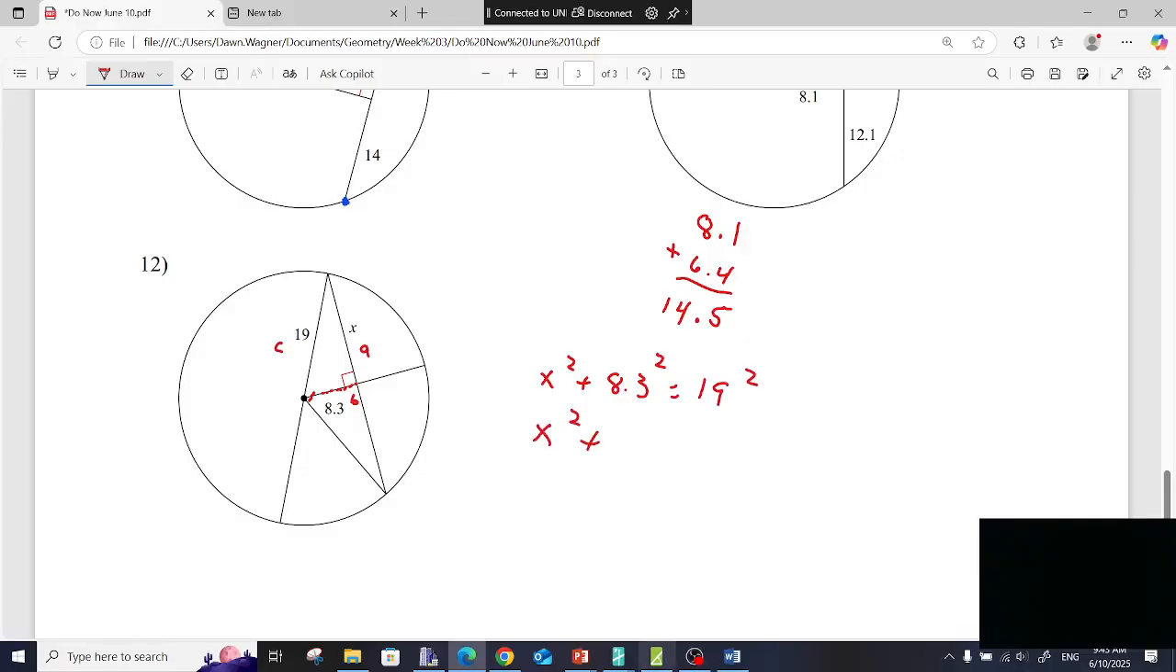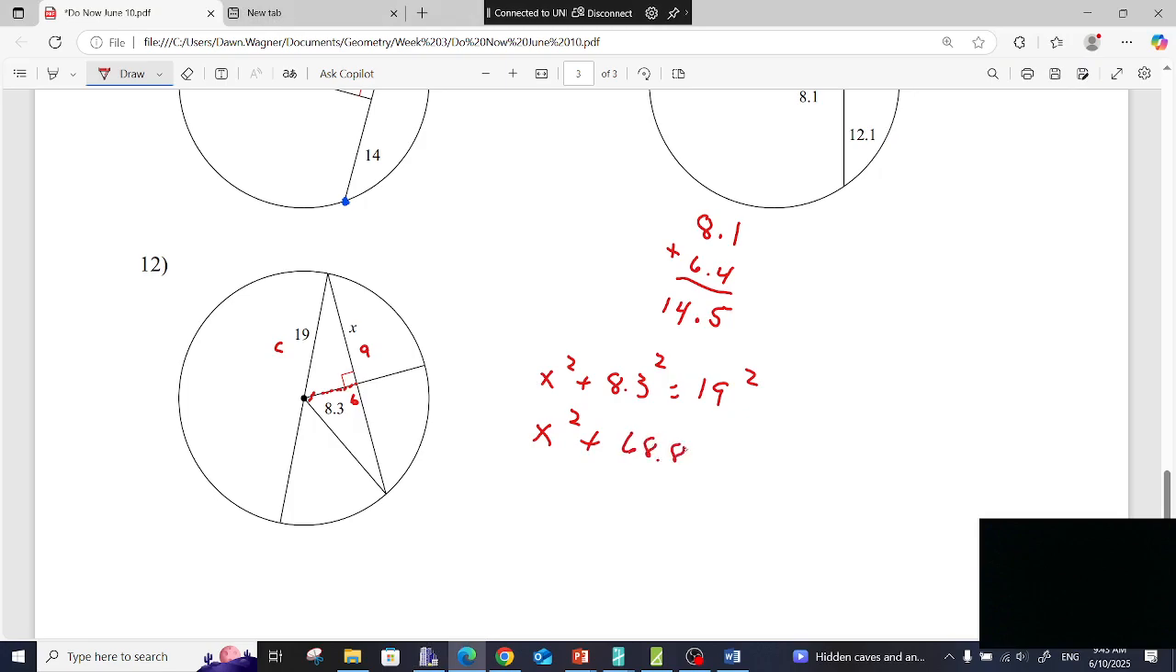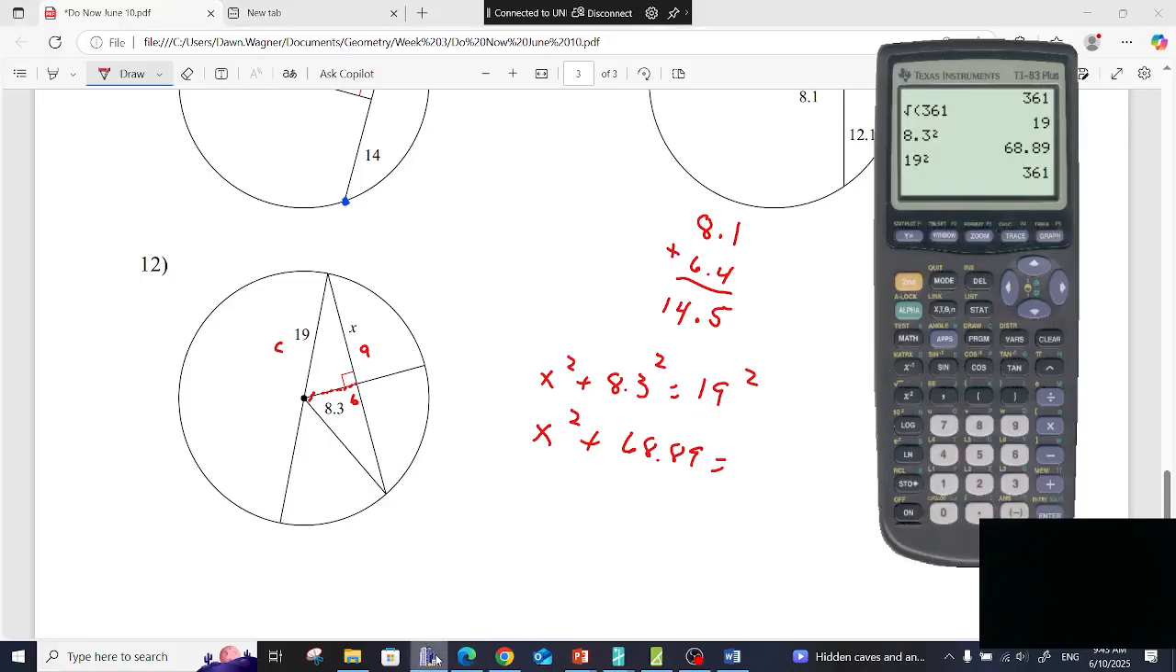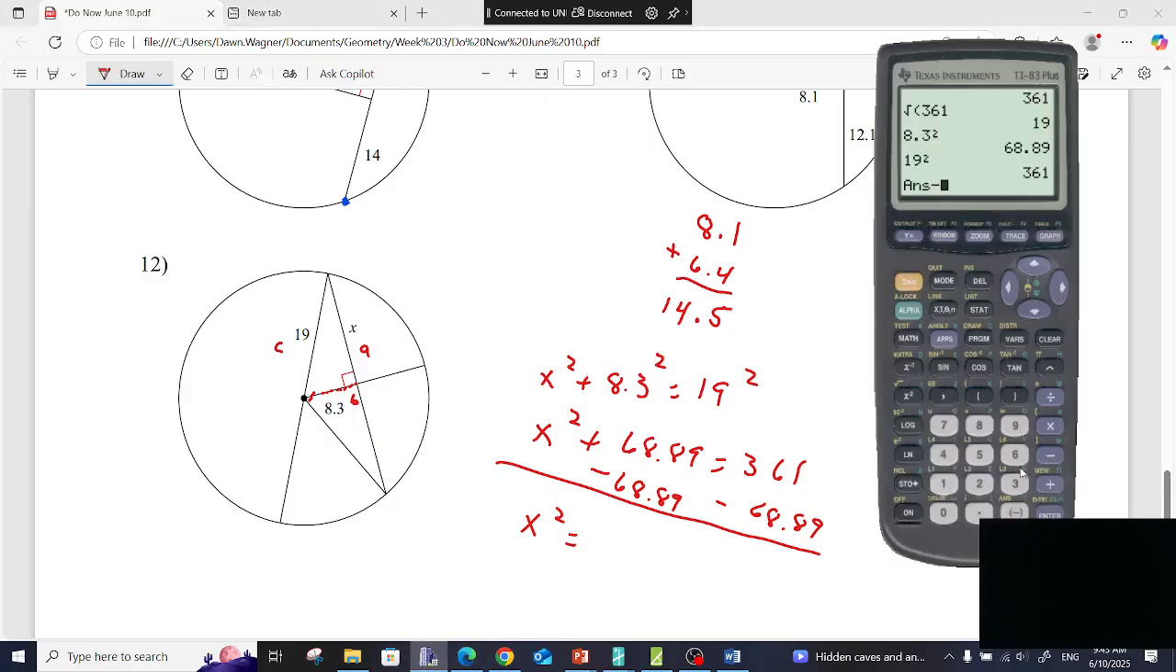X squared plus, what was it, 68.89? 68.89 has to equal 361. So you're going to subtract 68.89. So x squared is equal to 292.11.